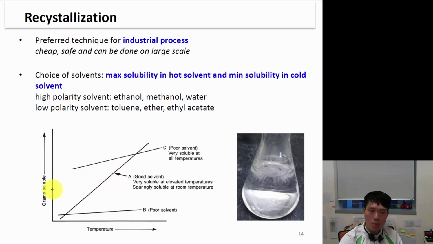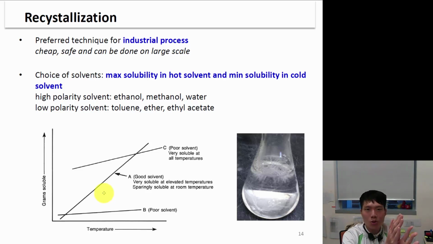We have grams soluble, the solubility, against temperature. When we have a very steep gradient, it means that the solubility is very sensitive towards the temperature change. When we have a bit of increment in temperature, it becomes more soluble. When we have a bit less, it becomes very insoluble.